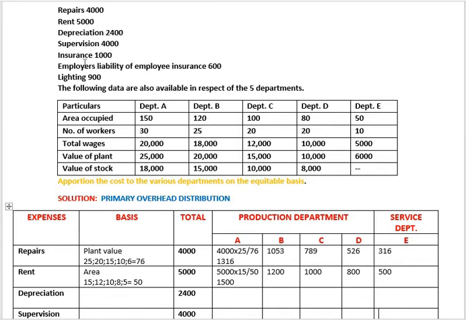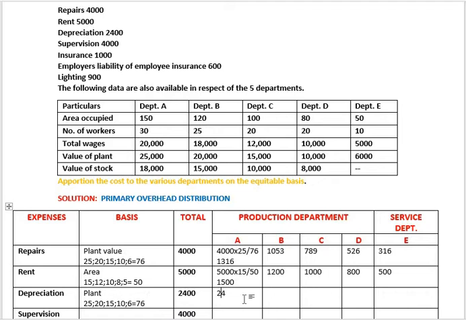Yes, we can distribute depreciation using the value of plant because depreciation is charged to the asset. So plant is an asset, plant is a fixed asset. So we can distribute depreciation using the value of plant. So what is the plant value? Already we have calculated here. 25 is to 20 is to 15 is to 10 is to 6 is our ratio. So I'll just copy this. Okay, so now distribute this 2,400 using the ratio.